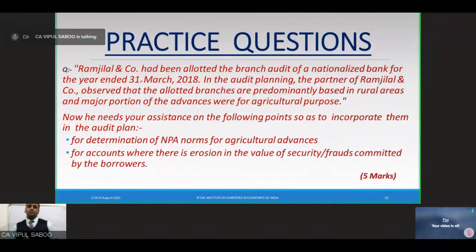The last was agricultural advances affected by natural calamities. RBI has issued a master circular, you just need to know that. It states that in case of agriculture being affected by natural calamities in some areas, the banks will devise a policy on how to recover money from those areas and what other relaxations you have to provide to those farmers in those areas. So that's enough for agricultural advances affected by natural calamities. Depends upon bank to bank. Okay?